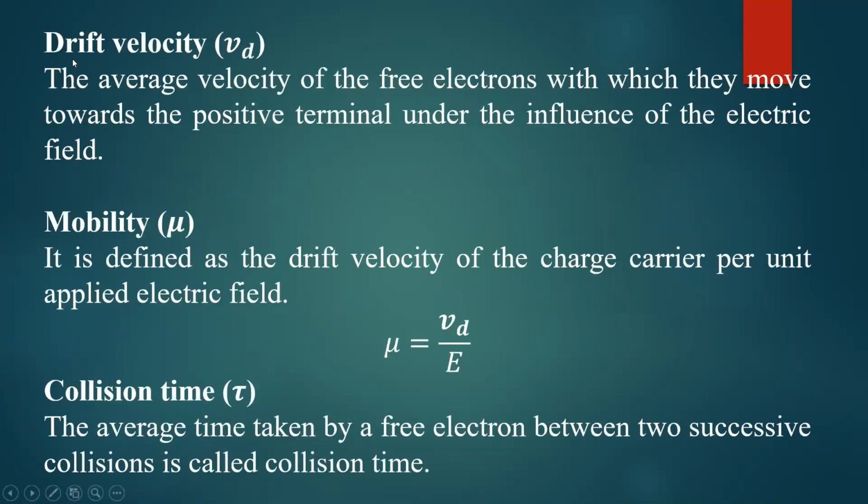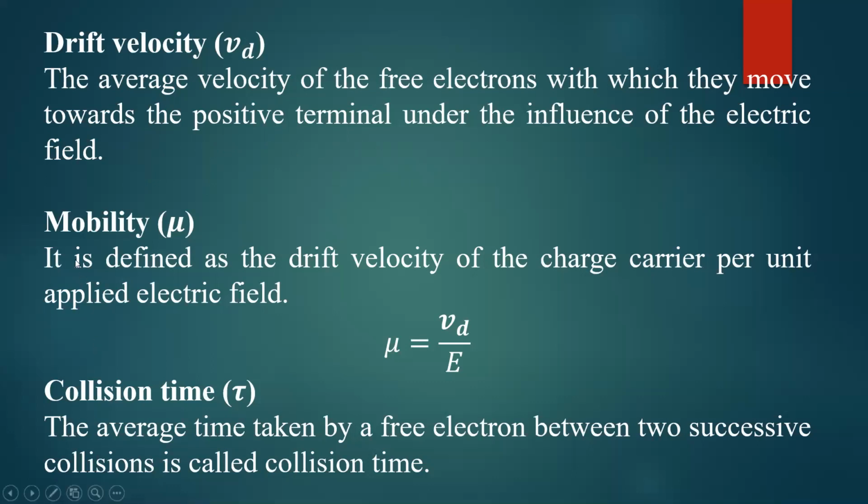So here I have defined it again. Different terms I have to define in order to understand the concepts. First term is drift velocity. Drift velocity is the average velocity of the free electrons with which they move towards the positive terminal under the influence of electric field. So drift velocity is the velocity of the electron in the influence of electric field. That is drift velocity. Okay, so I will not explain further.